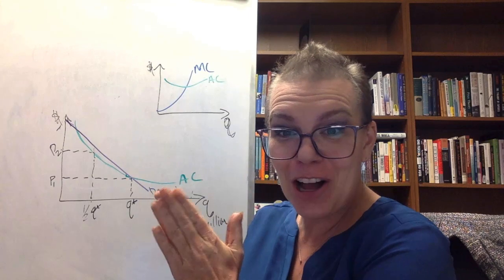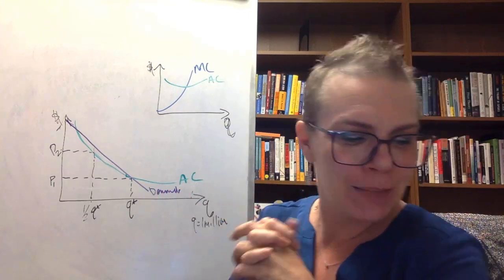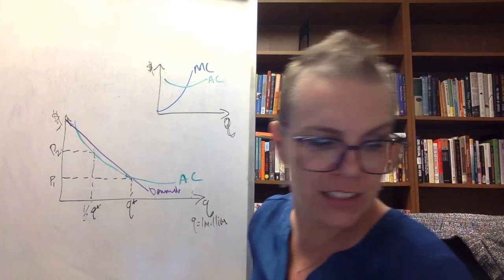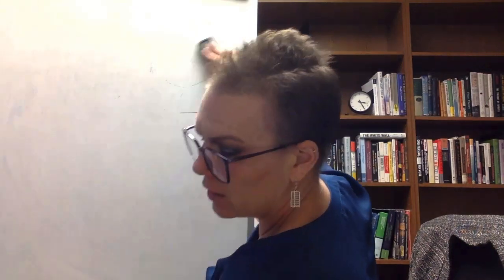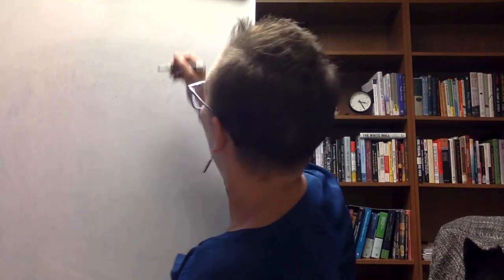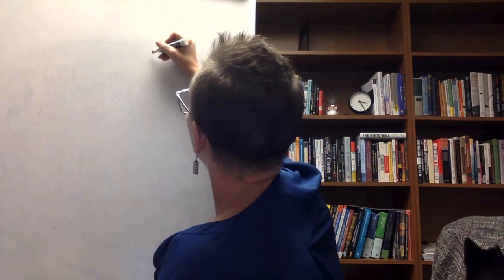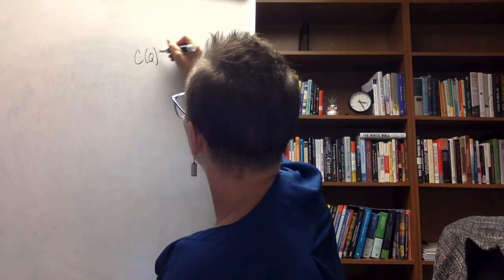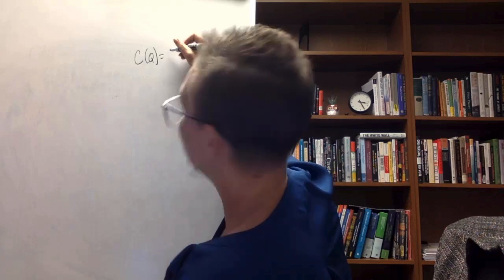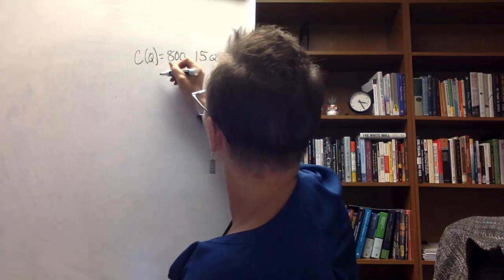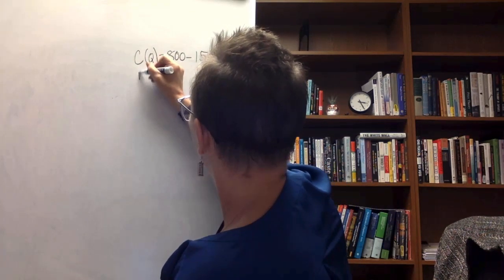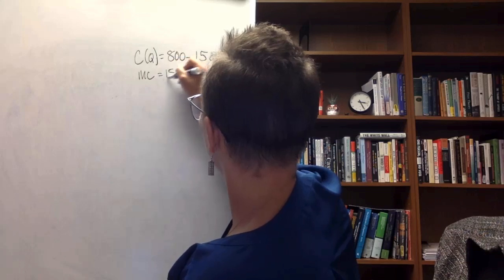Last question, we're almost done. Question 5 says, suppose a monopolist has a cost curve of C(Q) equals 800 minus 15Q, and a marginal cost of 15. So we have our cost curve is 800 minus 15Q. So that's going to mean that marginal cost is just 15.